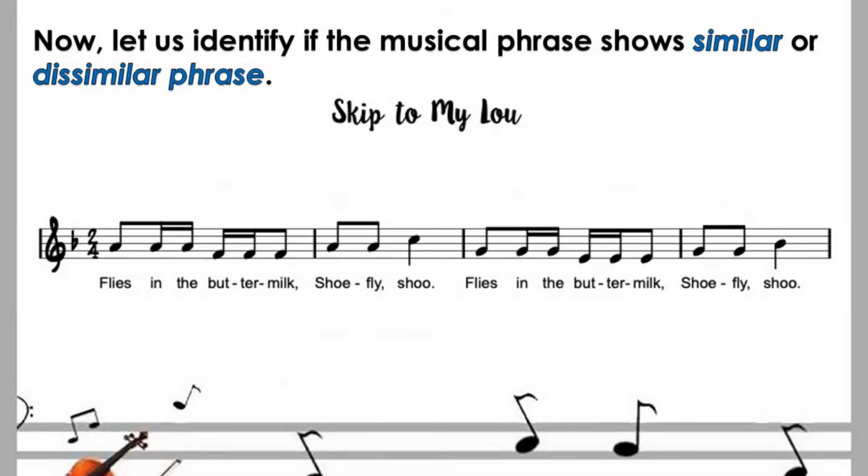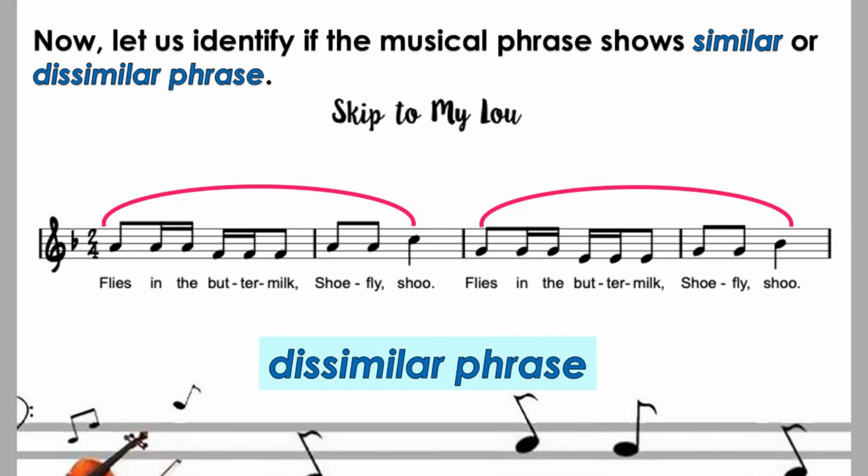Now let's see if the musical phrases of Skip to My Lou are similar or dissimilar phrases. So the first musical phrase of this song is, flies in the buttermilk shoe fly shoe. And the second musical phrase is, flies in the buttermilk shoe fly shoe. Is this similar or dissimilar phrase? Correct! This is dissimilar phrase.